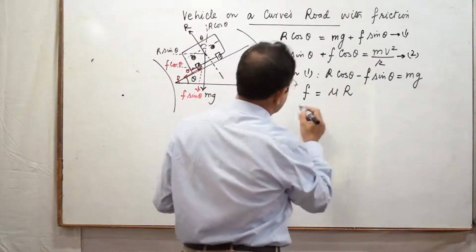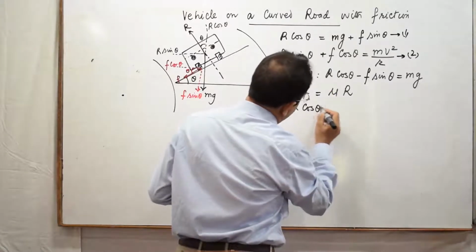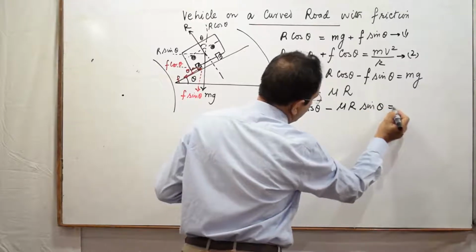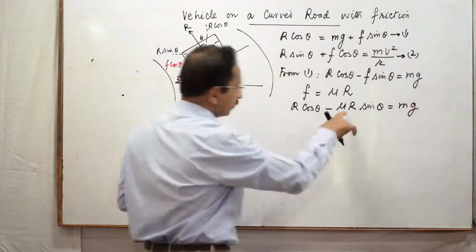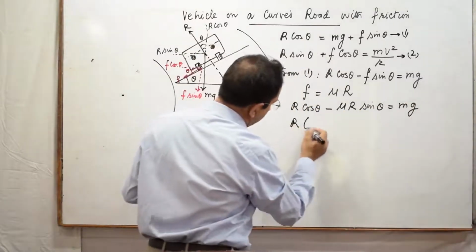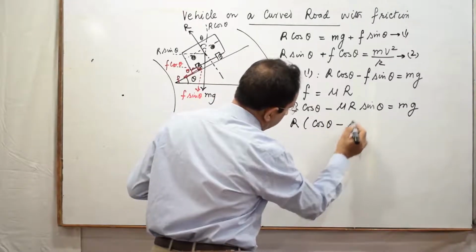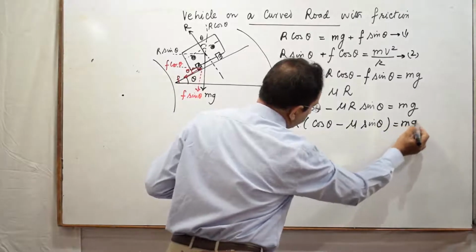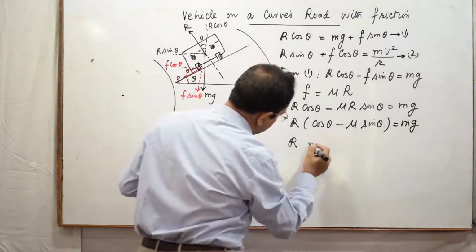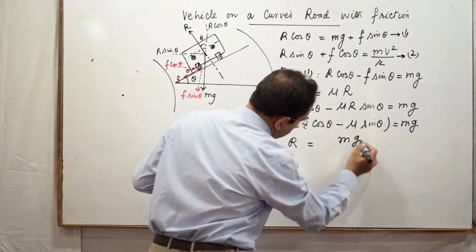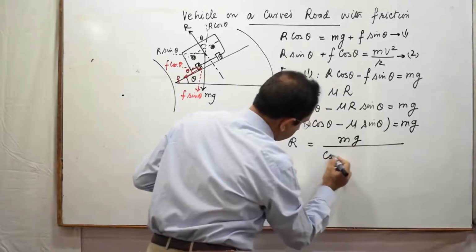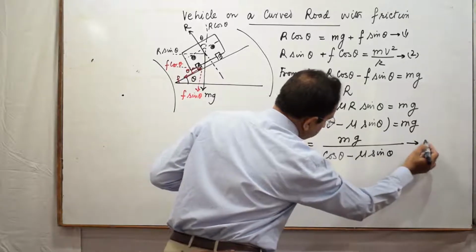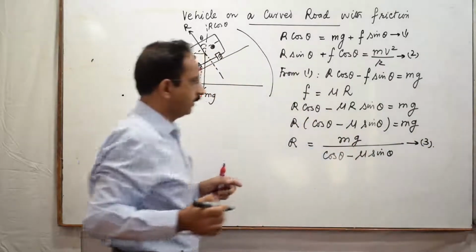So I can write this relation R cos theta minus mu R sin theta is equal to mg. So from these two, if I take R common, cos theta minus mu sin theta equal to mg. From this, I can write R equal to mg divided by cos theta minus mu sin theta. So I call this relation 3 for a while.